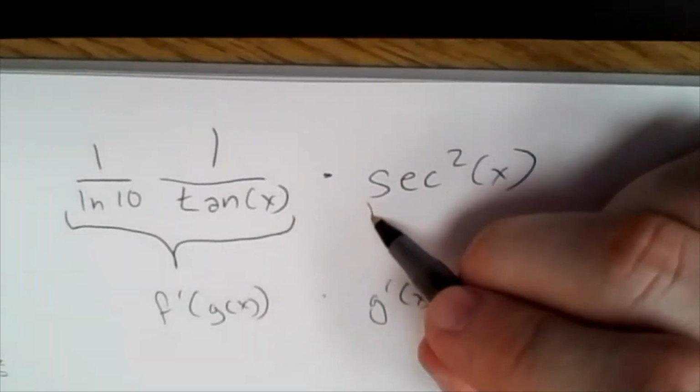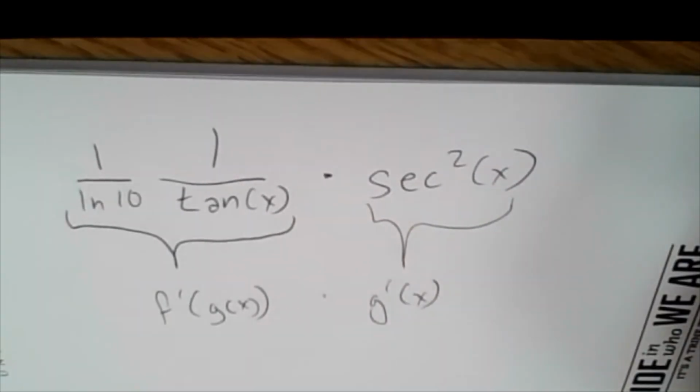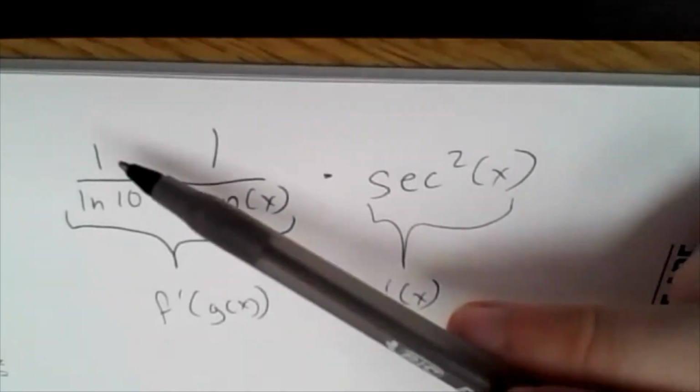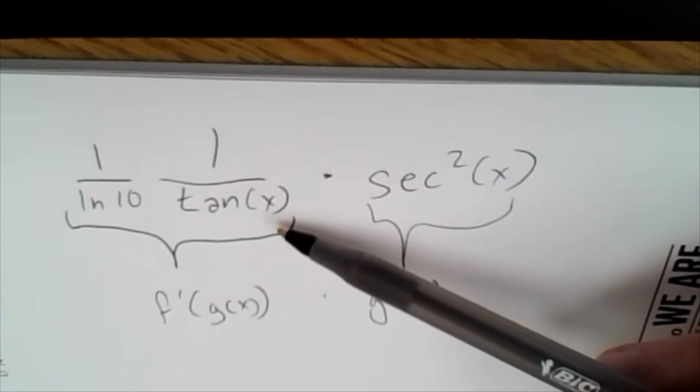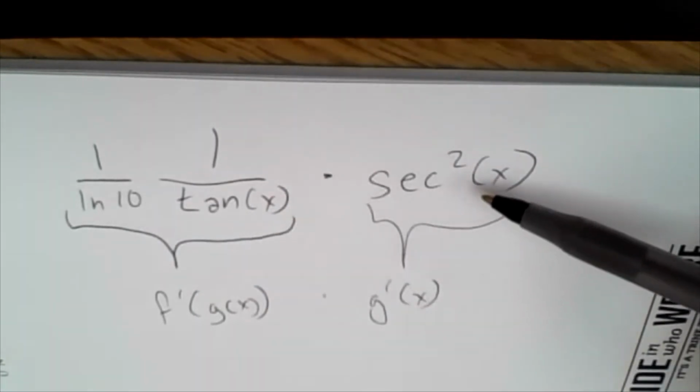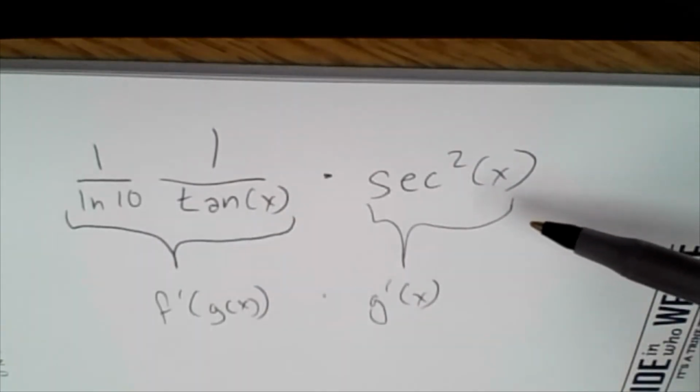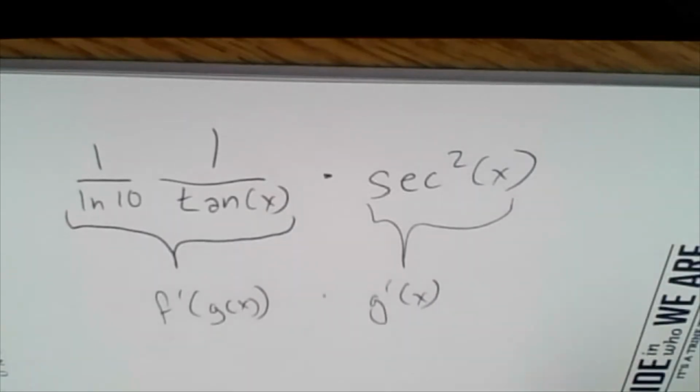So the solution to this derivative problem is that the derivative of log base 10 applied to tangent of x is 1 divided by the natural log of 10, 1 divided by the tangent of x, times the secant squared of x. That's the answer.